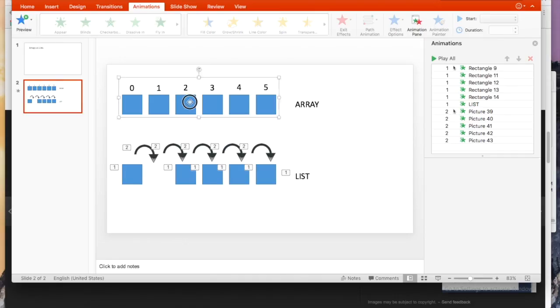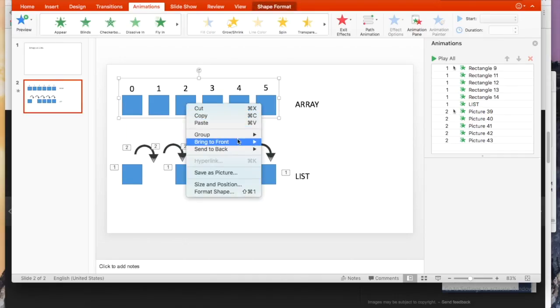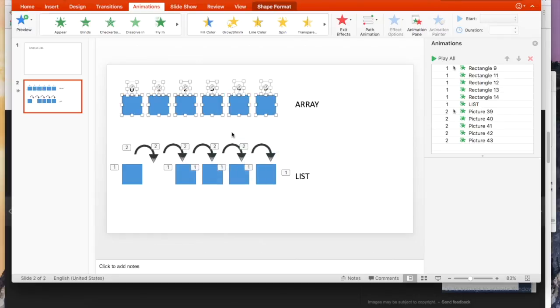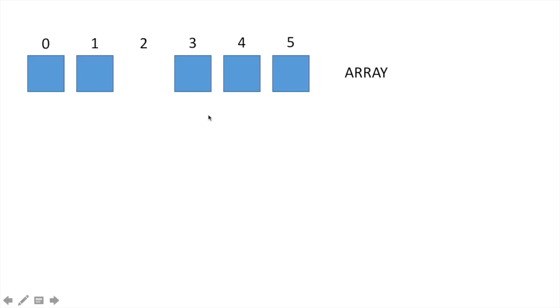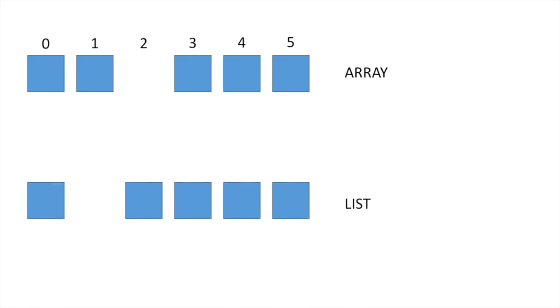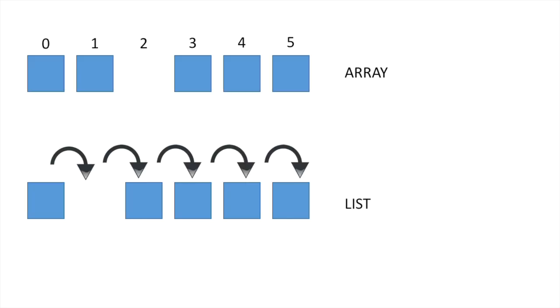Okay, but for an array, I'll just ungroup that. For an array, when I remove an item from an array, I can still refer to the third item in that array. Okay, removing number 2 doesn't mean that number 3 now isn't available. It's totally available. So moving through an array and removing from an array is not a problem. But moving through a list and removing from a list is a problem.